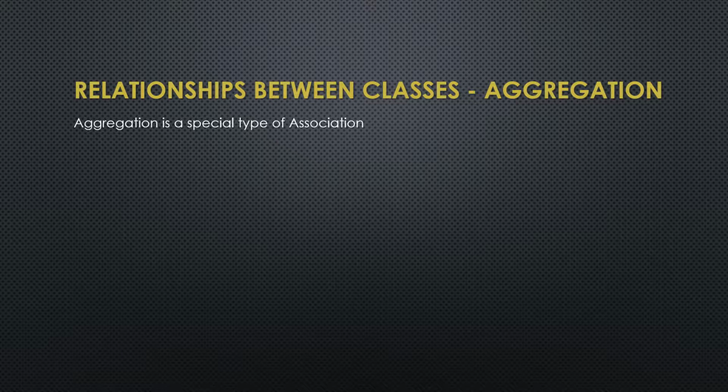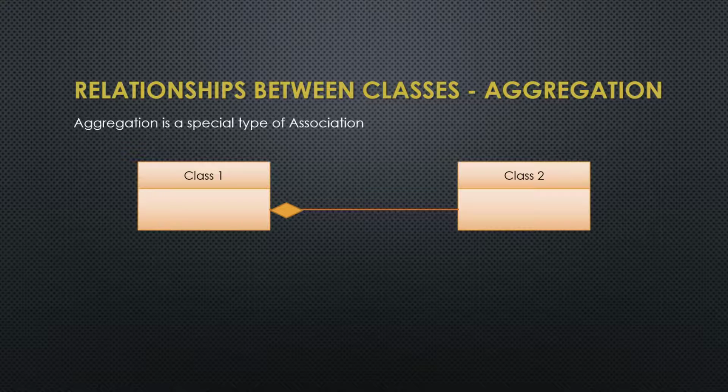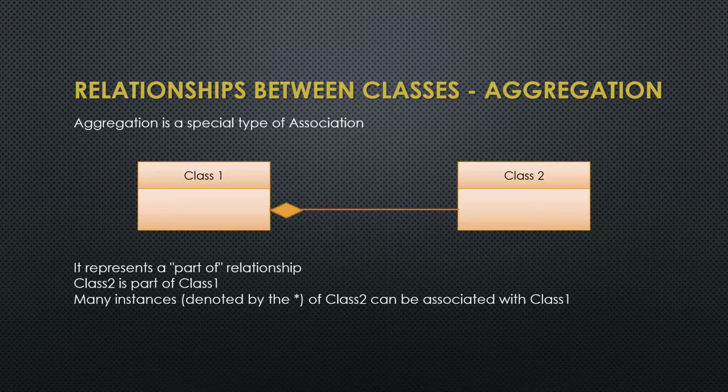Aggregation. Aggregation is a special type of association. It represents a part-of relationship. Class 2 is part of class 1. Many instances of class 2, denoted by the diamond, can be associated with class 1. Objects of class 1 and class 2 have separate lifetimes.